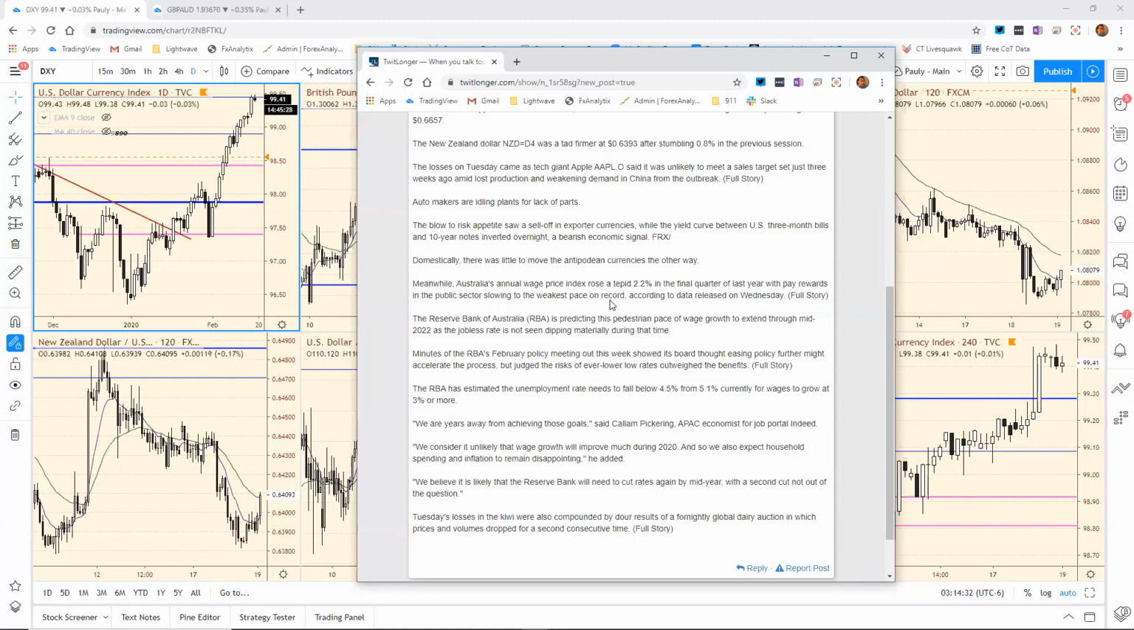We consider it's unlikely that wage growth will improve much during 2020, as we also expect household spending and inflation to remain disappointing. We believe it's likely the RBA will need to cut rates again by mid-year, with a second cut not out of the question.